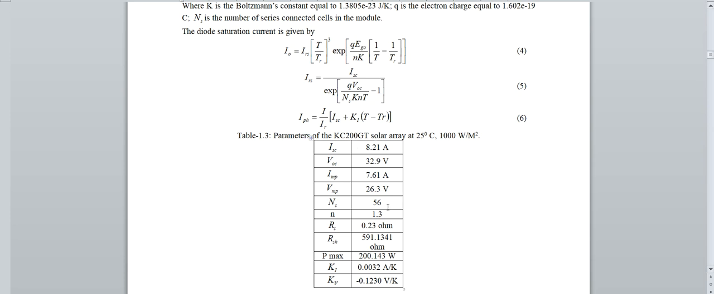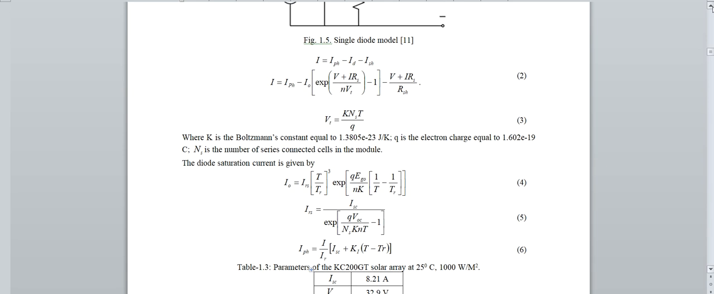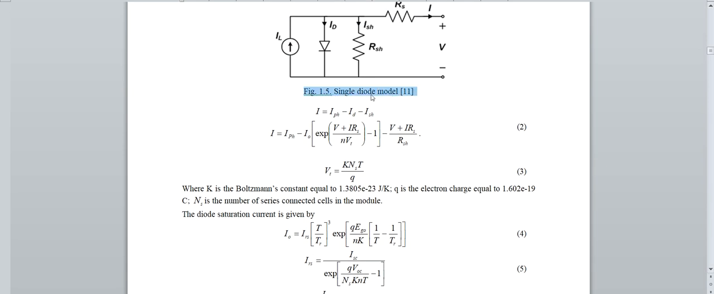Here we are going to use some semiconductor device, and this is the single diode model of the cell. Here Iph and I0 are the photovoltaic and saturation currents. Here Vt is k into number of series cells into temperature by q. Q means the electron charge, equal to 1.6e power minus 19. We have to know this value already.